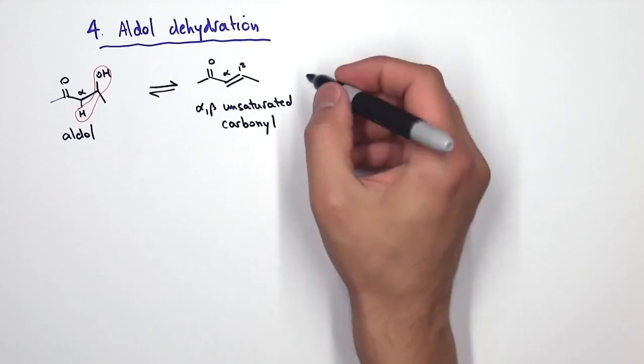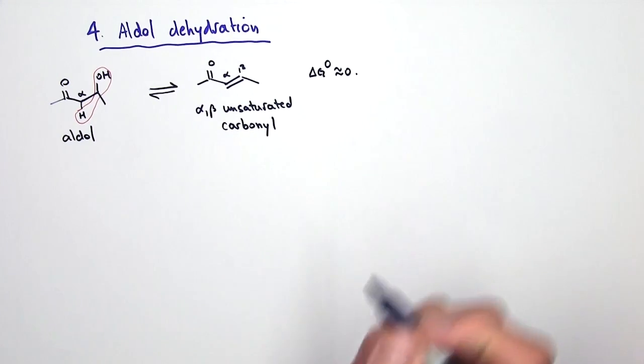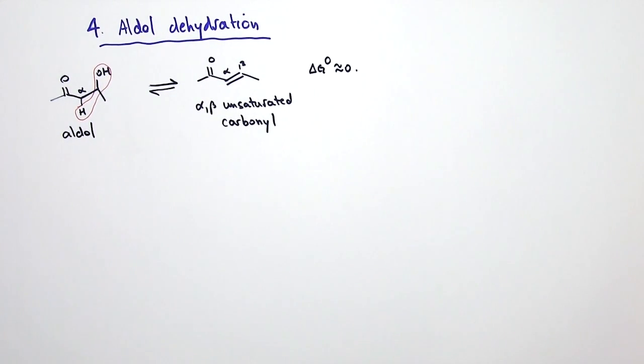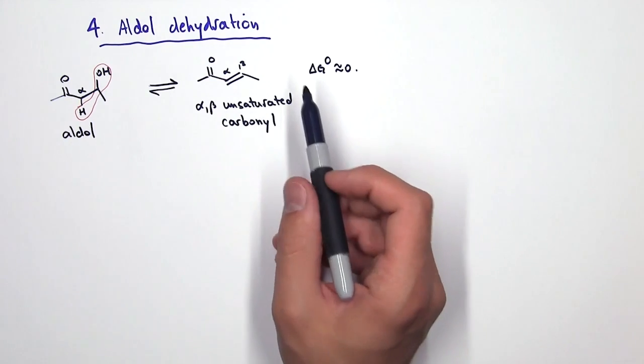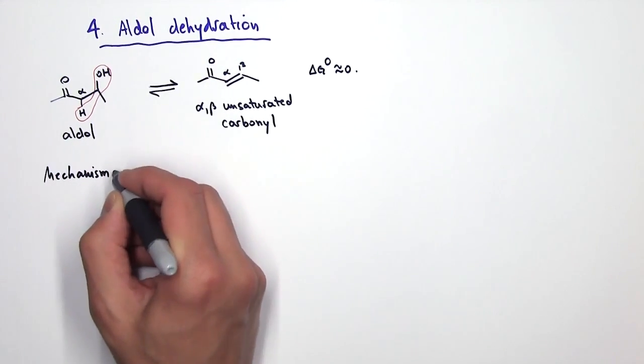Now, this reaction is favorable thermodynamically. The delta G naught is approximately 0. And this is a reaction we're going to see in a lot of biochemical pathways. For example, in the biosynthesis of fatty acids going left to right, or in the catabolism of fatty acids going right to left. Here's a quick insight on the mechanism.